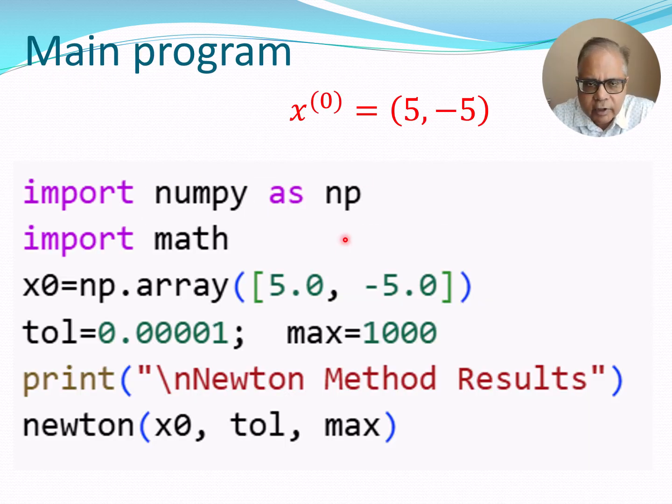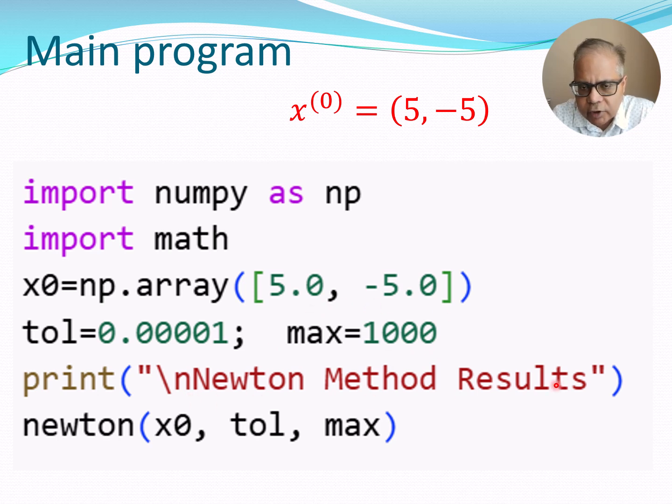Let's now start looking at the main program. So this is the very simple main program here. We import numpy, we put in the starting point here, which is 5, minus 5, and we use a small number tolerance and we use max is 1000. The tolerance is essentially going to be used to check the convergence of the method. The max is something which we will use to build up the for loops.